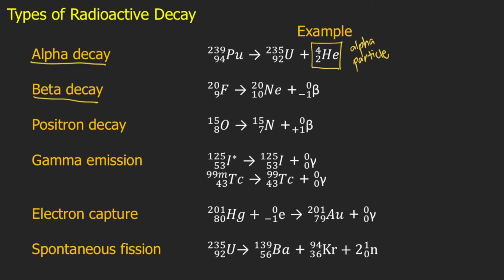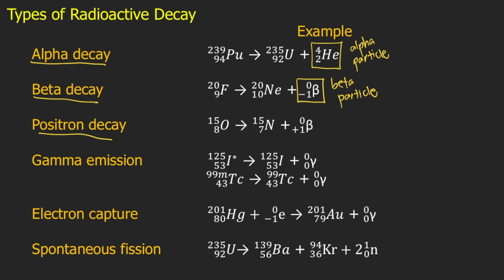Beta decay is also known as beta emission or beta production. Your parent nucleus emits or gives off a beta particle, or an electron. So you can see a beta particle on the right side of the reaction.